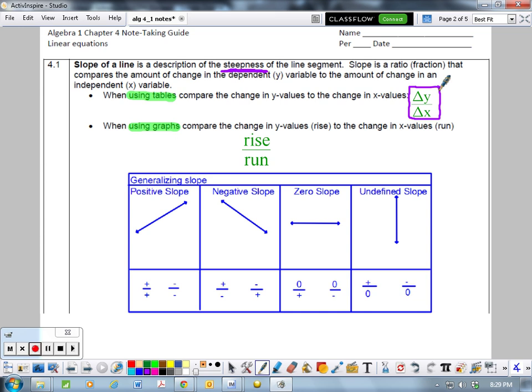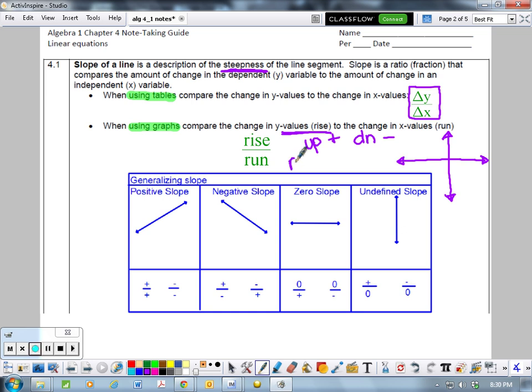When we're using graphs, we compare the change in the y values to the change in the x values. So when we're looking at a graph, this is our y-axis, which goes up and down. So the change in y values tells me my rise. If I'm going up, I'm going to have a positive value. If I'm going down, I'm going to have a negative value. And then my run is my x values. As you look, our x-axis goes across, so our run tells us our side to side.